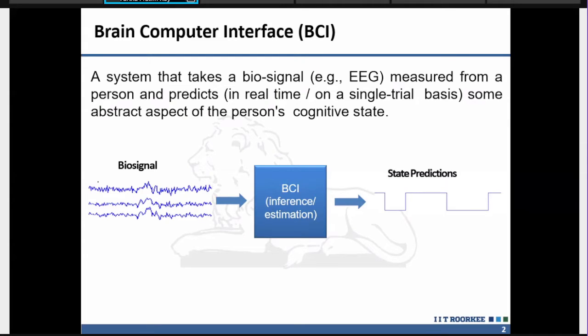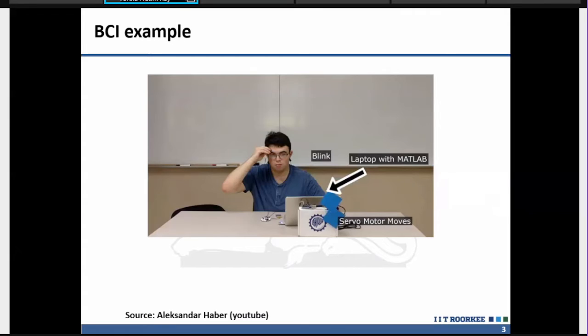Okay, so EEG we actually acquire from the brain, and it tells us the state of our brain. ECG tells us the state of our heart, EEG tells us the state of our brain. So I'll show you one video just to quickly grasp how it could be useful.